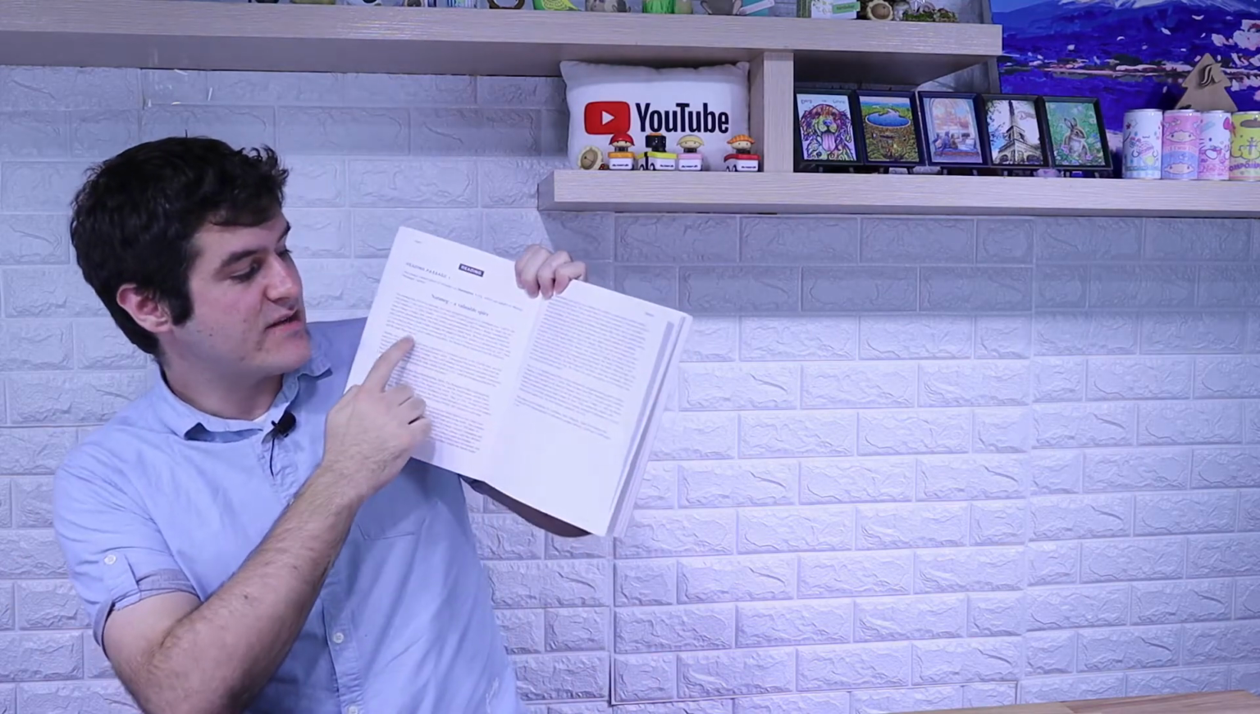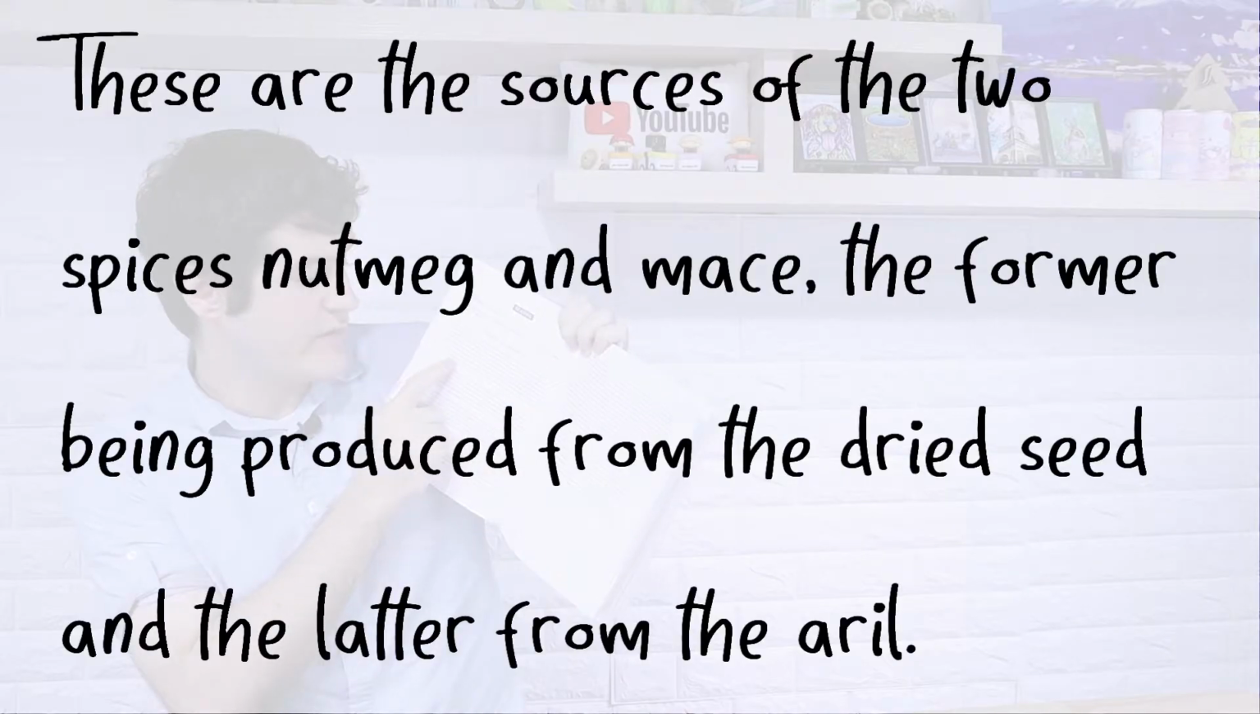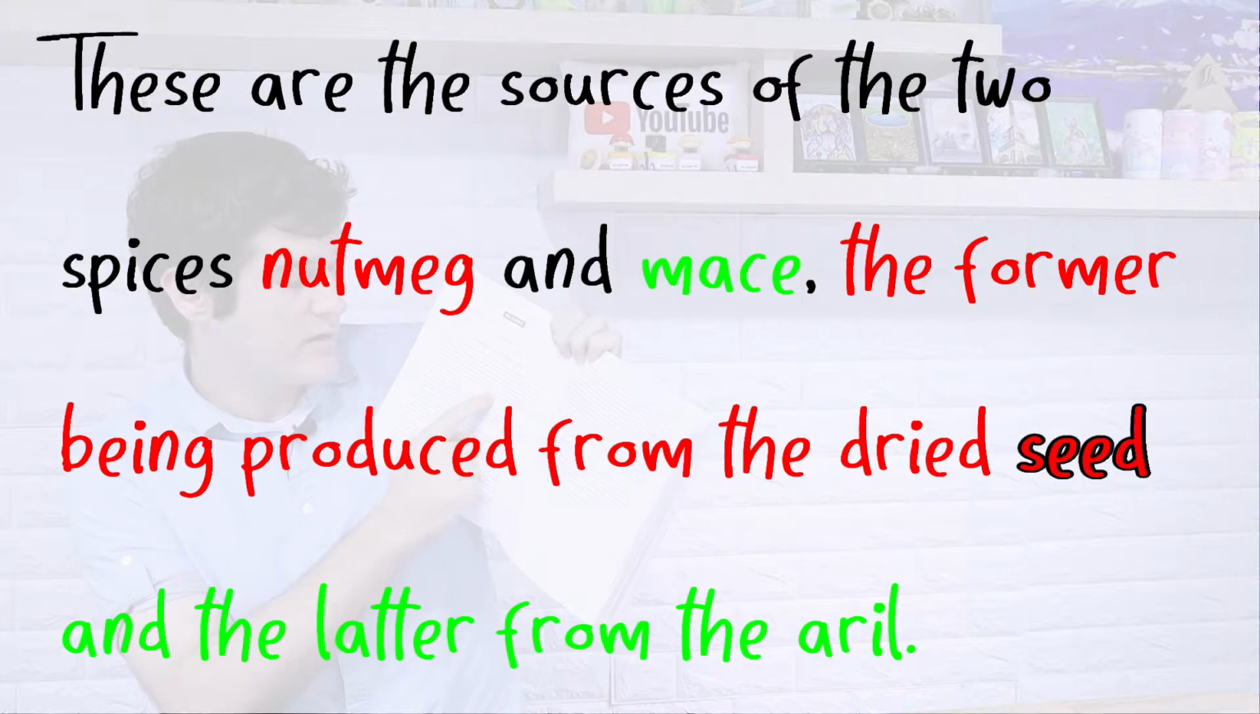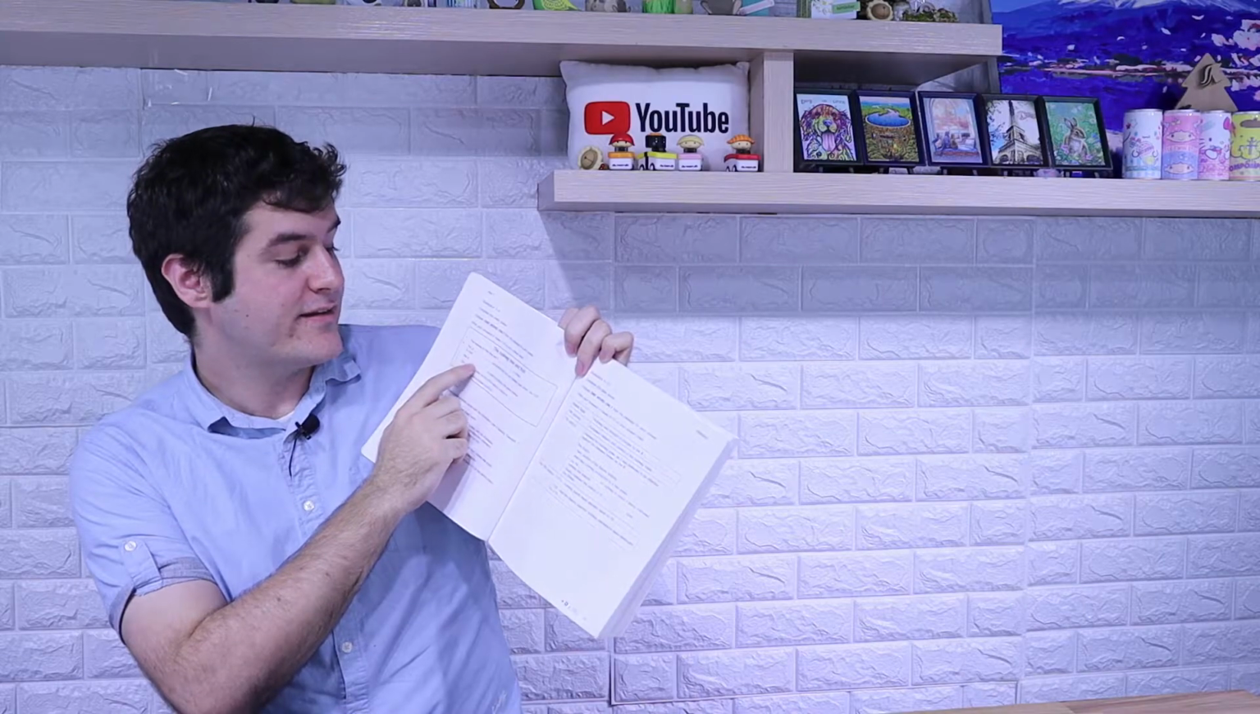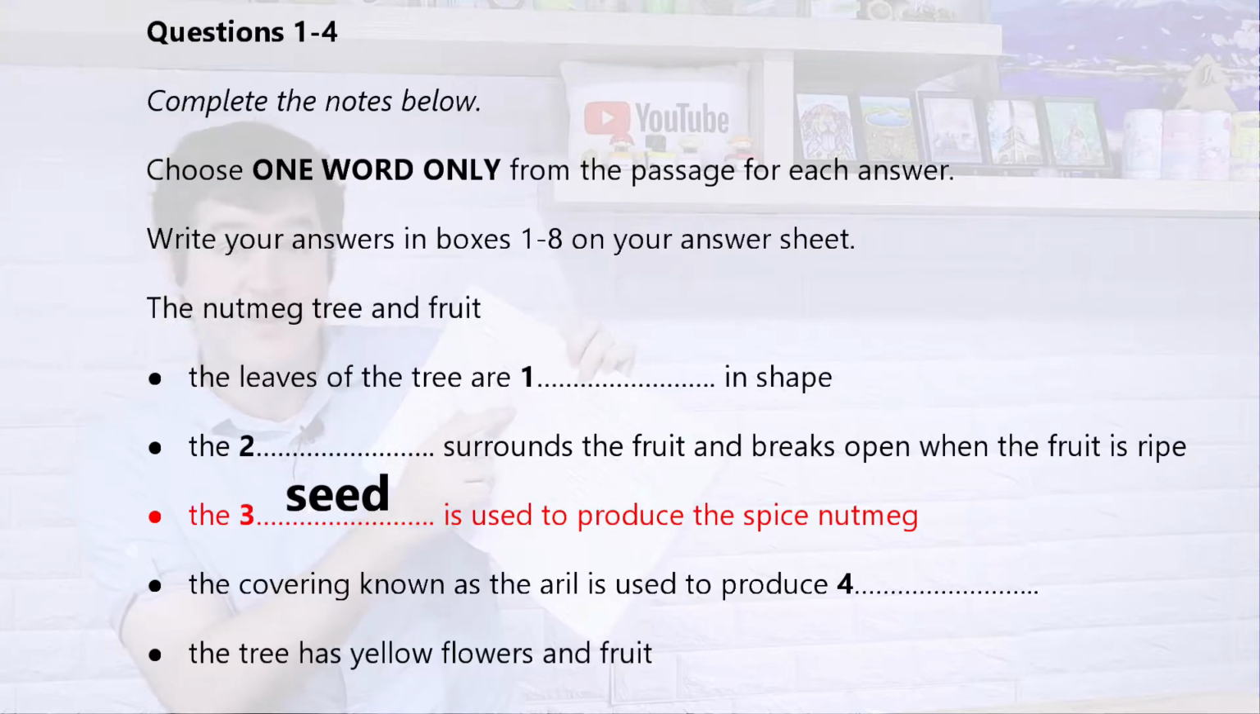We can see the specific place where it is found in the text. In the first paragraph, in the last sentence: "these are the sources of 2 spices, nutmeg and mace, the former being produced from the dried seed, and the latter from the aril." The former means nutmeg. So nutmeg is produced from the dried seed. That is why, number 3, the seed is used to produce the spice, nutmeg. Direct connection. But of course, if you don't understand the former and the latter, you can't answer it.